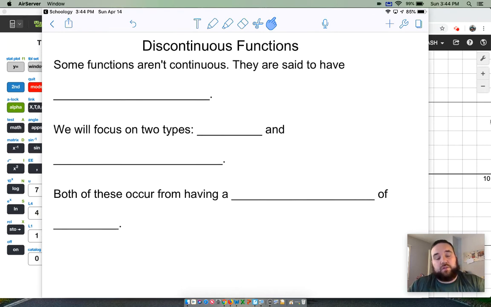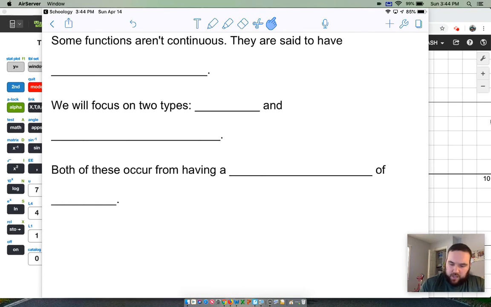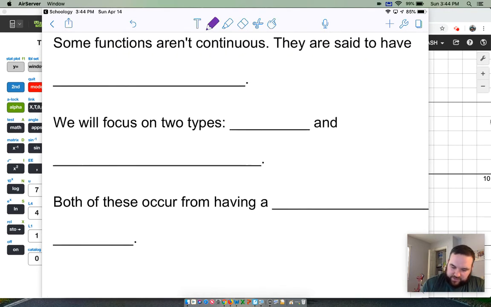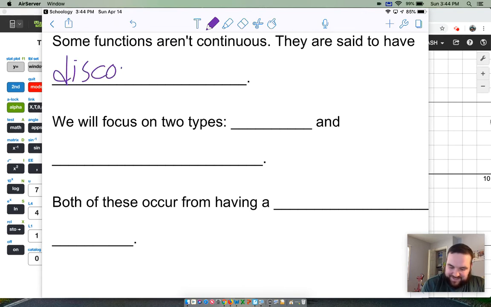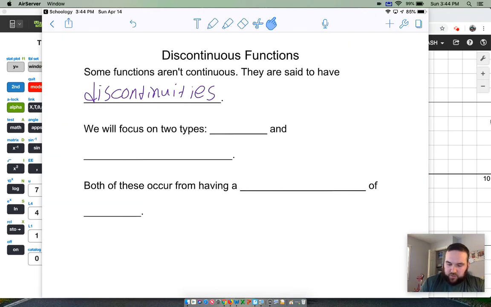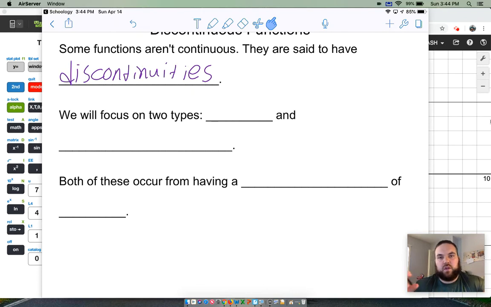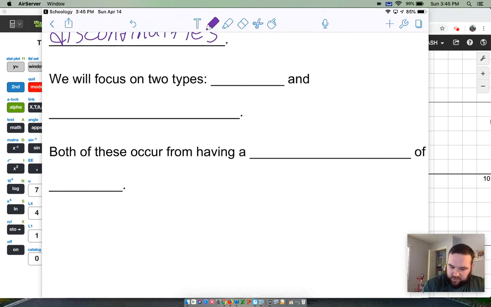What that leads us to are functions that are discontinuous, meaning functions that you can't draw with one pen movement or one pencil movement. You would have to pick up your pencil at some point. If a function is not continuous, we say that it has some sort of discontinuity. If a function has some sort of weird jump in it, that's what we call a discontinuity. There are a few other types of discontinuities, but what we're going to focus on in Chapter 8 are holes and asymptotes.